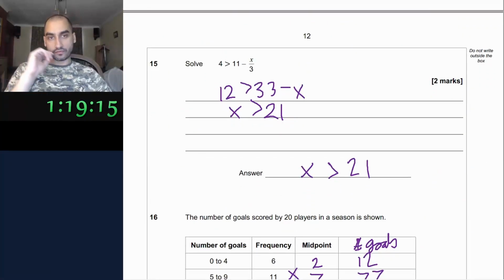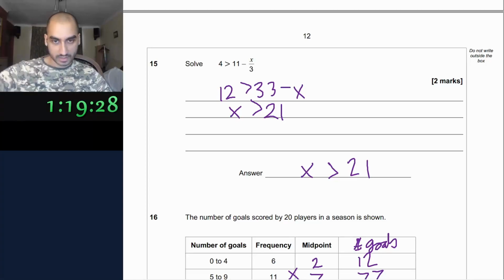Okay, solve. 4 is greater than 11 minus x over 3. Let's multiply by 3, 12 greater than 33 minus x. Move the x over there, move the 12 over there. 21, yeah, x greater than 21.